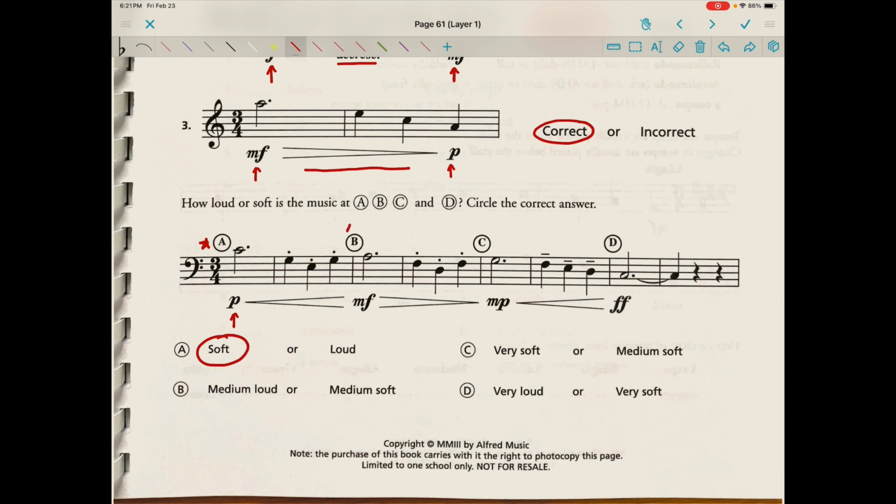And then at B, we have a mezzo forte. You'll notice we've crescendoed to a mezzo forte. That's correct. Mezzo forte means medium loud. So we're going to be right here. Then at C, we have a mezzo piano marking. Notice we've decrescendoed from mezzo forte to mezzo piano. And mezzo piano means medium soft. So this is the correct answer. Then we crescendo, gradually get louder to fortissimo. Fortissimo, remember, means very loud. So this is the correct answer.